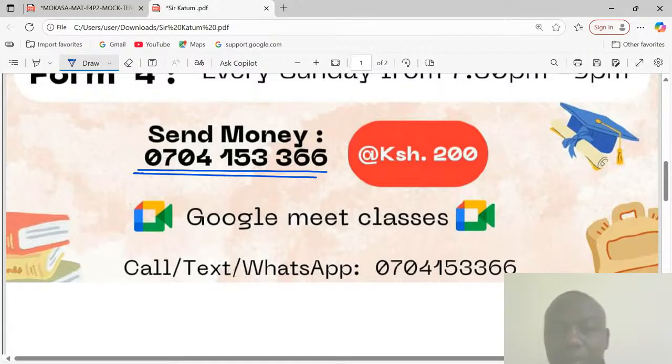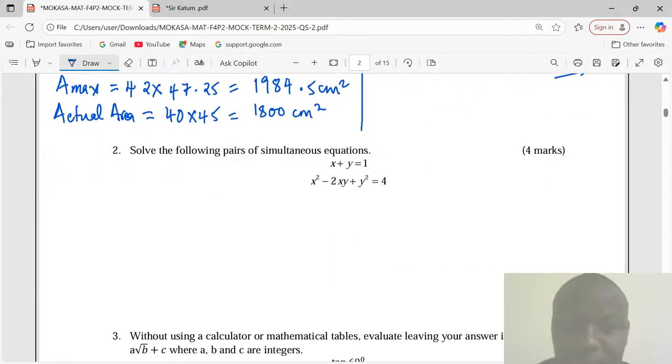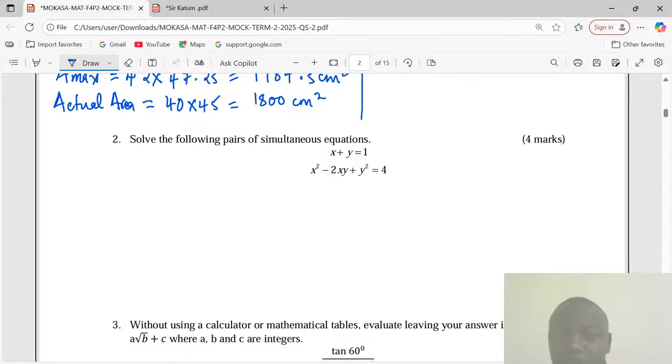Please join our programs. As we progress now to number 2, a question that says, solve the following pair of simultaneous equations: x plus y equals 2, x plus y equals 1. And further, we are told that x squared minus 2xy plus y squared is equivalent to 4. So we're going to solve it.